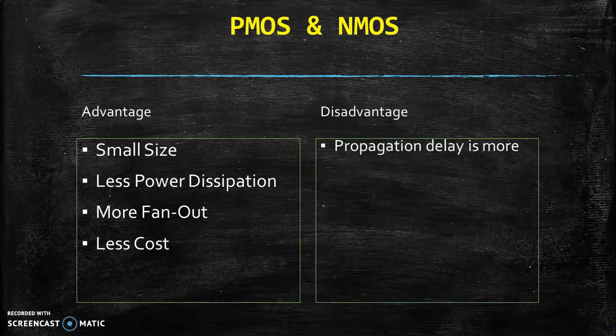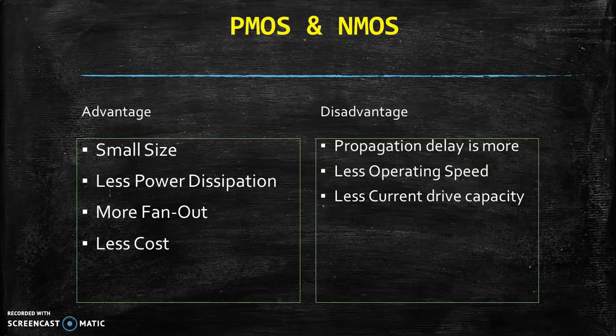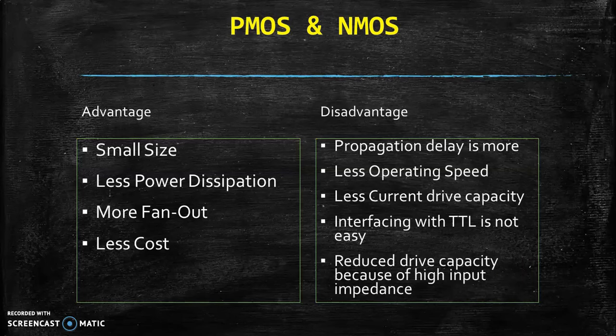Now let us see the disadvantages. Propagation delay is more, and that is why the operating speed is comparatively less. Current driving capacity is comparatively less. Interfacing with TTL is not that easy. Drive capacity is reduced because of high input impedance. So these are some of the advantages and disadvantages of PMOS and NMOS.